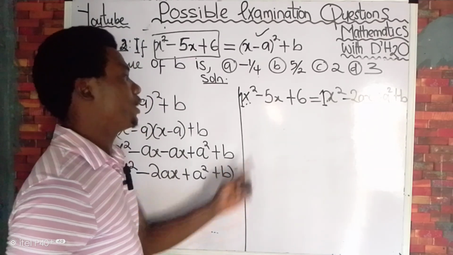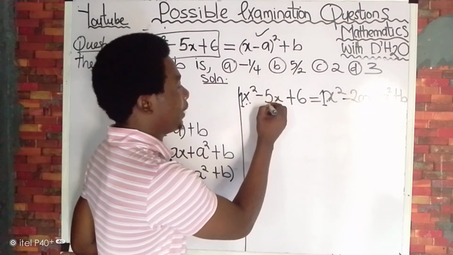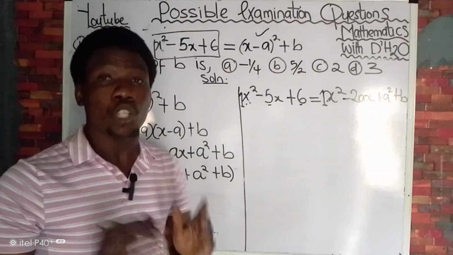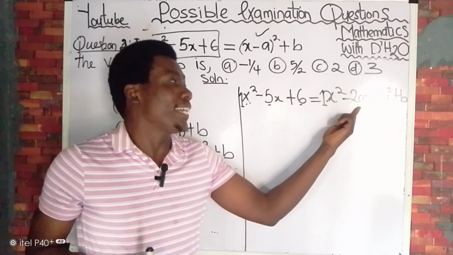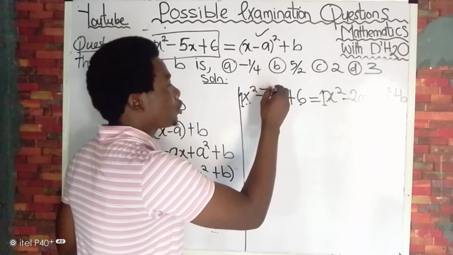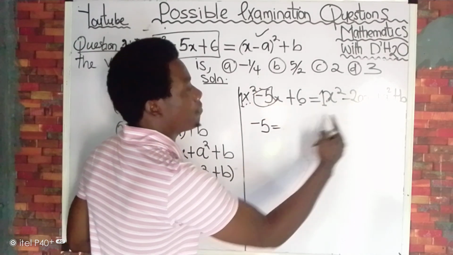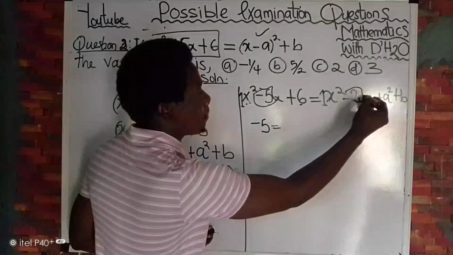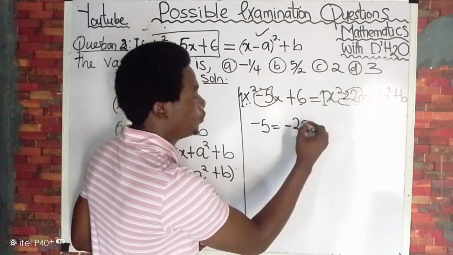So it is quite easy. We don't have a problem with this. Where we have a problem is this place and this place. It will be interesting for you to know that the term that carries x here is the same as the term that carries x here. So if you watch very well, you have minus 5 here. So minus 5 is the same as this one, minus 2a. Since this one has x, and this one has x, you have minus 2a.